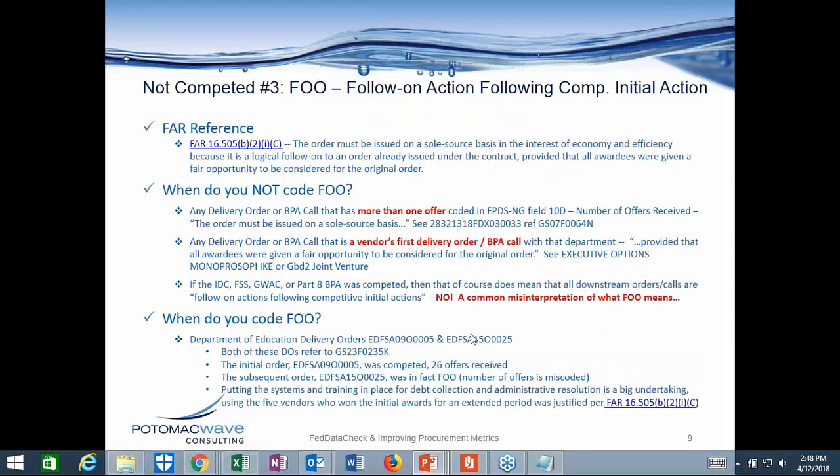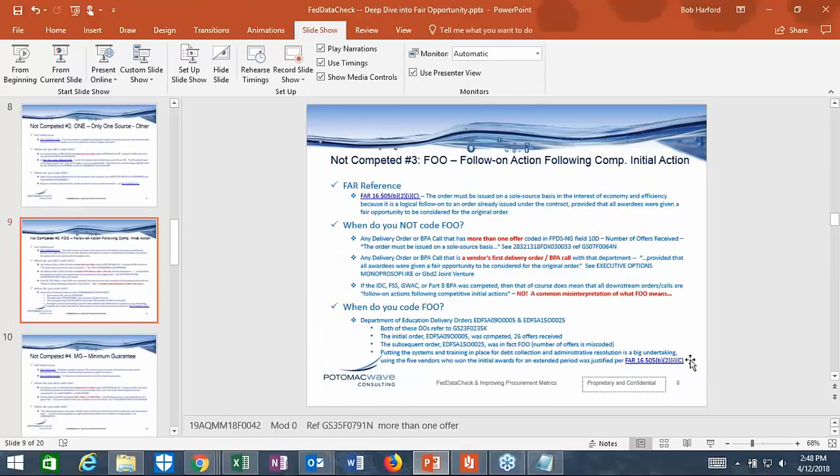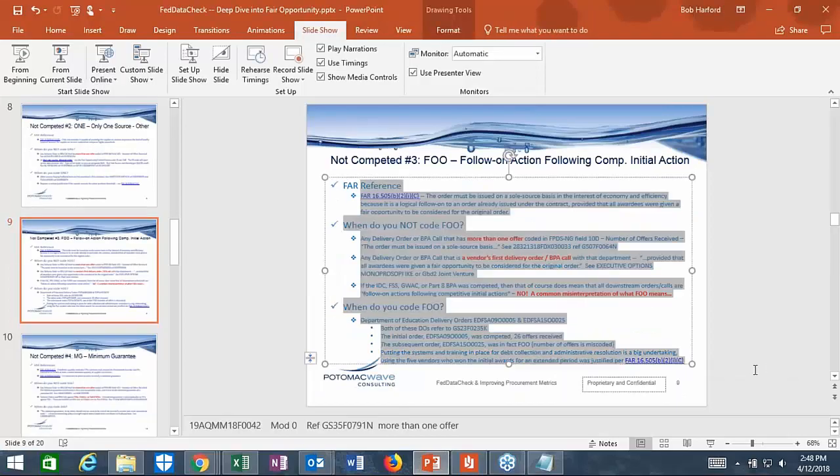All right, here's the one that really messes people up. Don't use it. I bet many people can go through their entire career in federal contracting and never use it. I'm going to copy this.